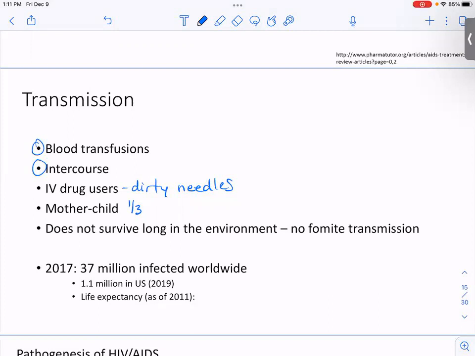I looked this up the other day. It's still considered a pandemic. This is not gone away. Certainly, people are living longer with it, but as of just a few years ago, there are over 1 million people in the US that have this. It is still out there and being transmitted.